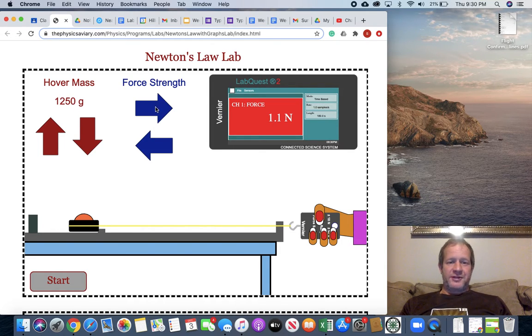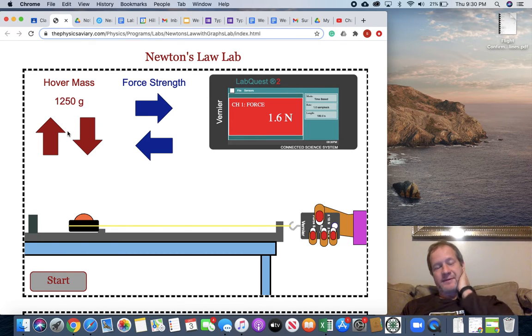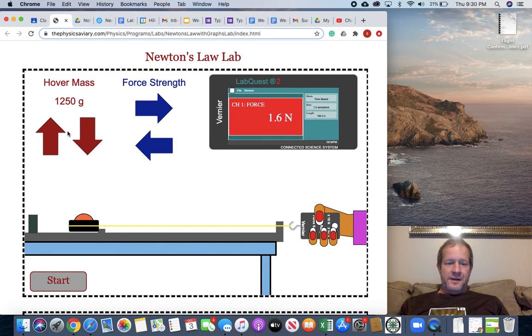And then if I want to change the amount of force, the net force on it, I can just move the arrows side to side and it gives me various forces. So you will run two different experiments. One is acceleration versus mass, and that's where you just change the hover mass and keep the force strength the same. And then the other experiment is acceleration versus net force, and that's where you will change the force strength but keep the hover mass the same. I did explain that briefly in the assignment that I've posted, but that was important enough to mention again here.